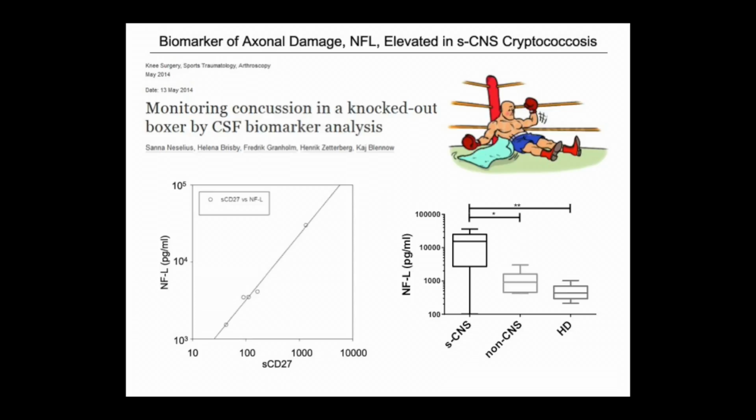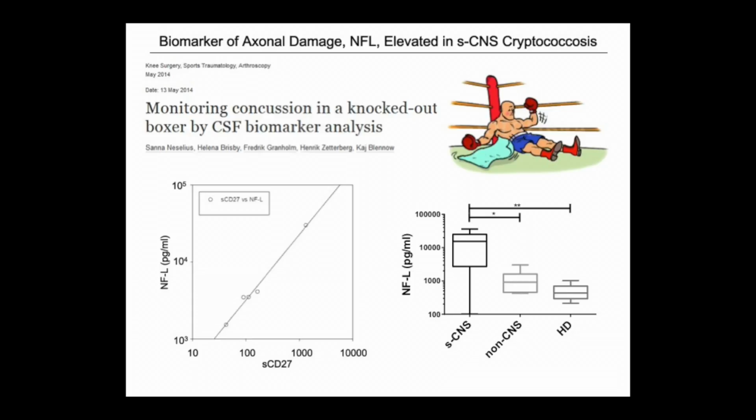This guy had gotten knocked out in the ring. And somehow they did spinal taps on him like every day, just kept doing it. When they did that, they showed that the neurofilament light chain was up around 3,000, where normal's around 30 or so. And as this guy recovered from his post-traumatic stress syndrome, it improved and finally went down to normal. So it's not an acute phase reactant necessarily, it's actually released during axonal damage.